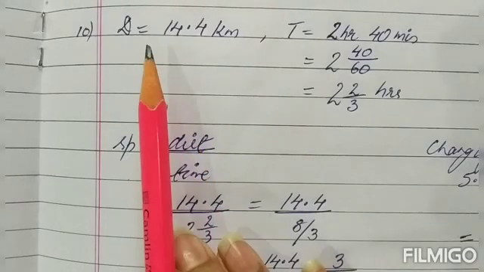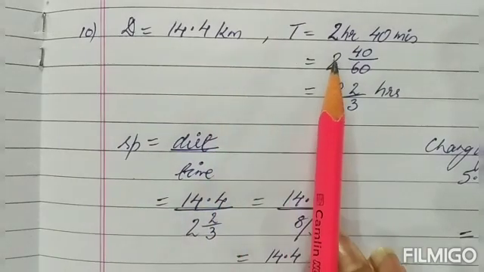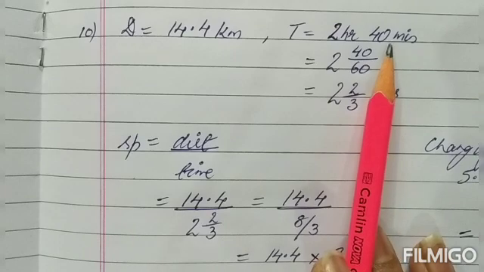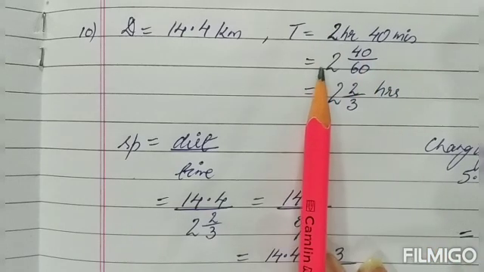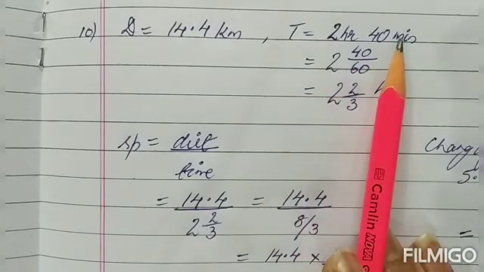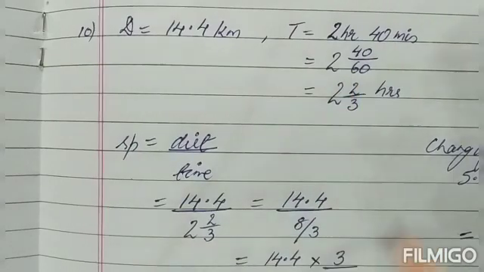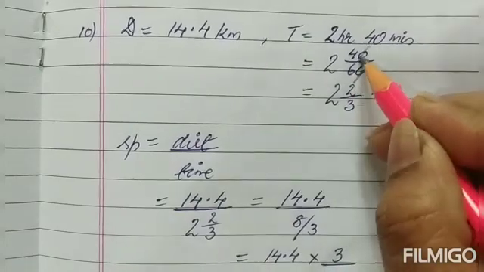Now distance is 14.4 kilometers, children. Time is 2 hours 40 minutes. Now because time is given in hours and minutes, we will have to convert it into hours only. So 2 hours is written as the whole number, children. And 40 minutes, because we are converting it into hours, so 40 upon 60. Now this can be reduced. 0 and 0 can be cancelled.